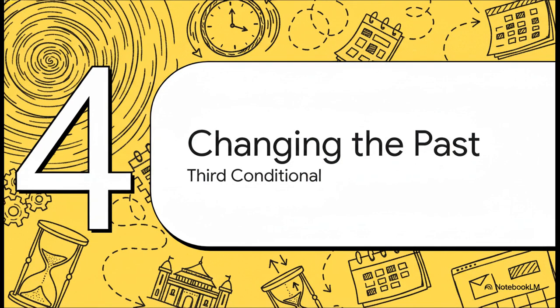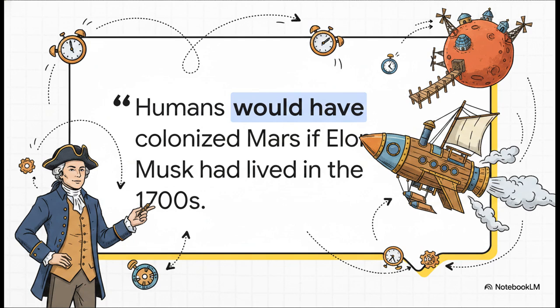Moving on to Section 4, Changing the Past. Enter the third conditional. Notice how this statement completely bends reality. Humans would have colonized Mars already if Elon Musk had lived in the 1700s. We're taking a condition that definitely didn't happen in the past, Elon Musk living in the 18th century, and we're imagining a completely different past outcome, like colonizing Mars centuries ago. The actual reality is the exact opposite of what the sentence says.